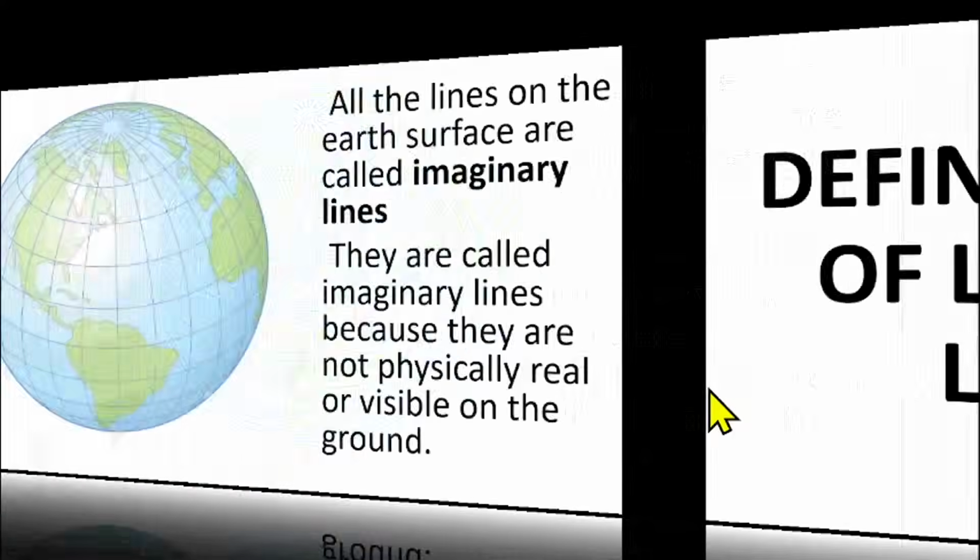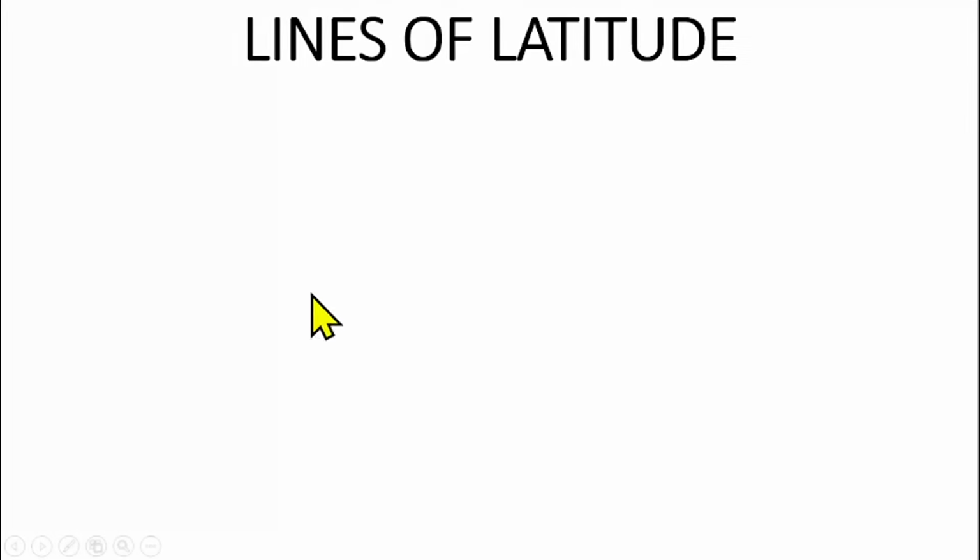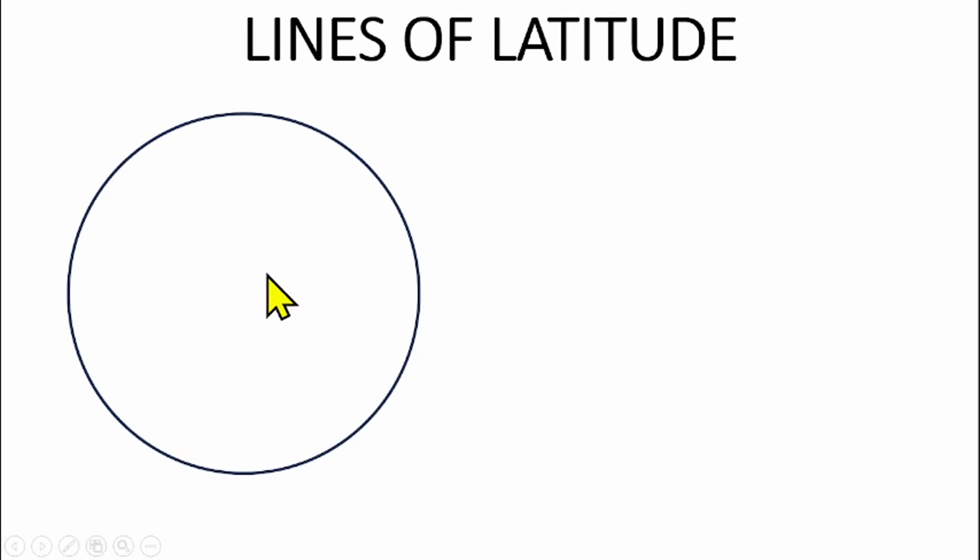So having been able to do that, let's try to define the line of latitude and the line of longitude. Let's define the line of latitude first. If I have this circle which is representing the Earth now, this circle is representing the Earth that we just saw quite long ago.